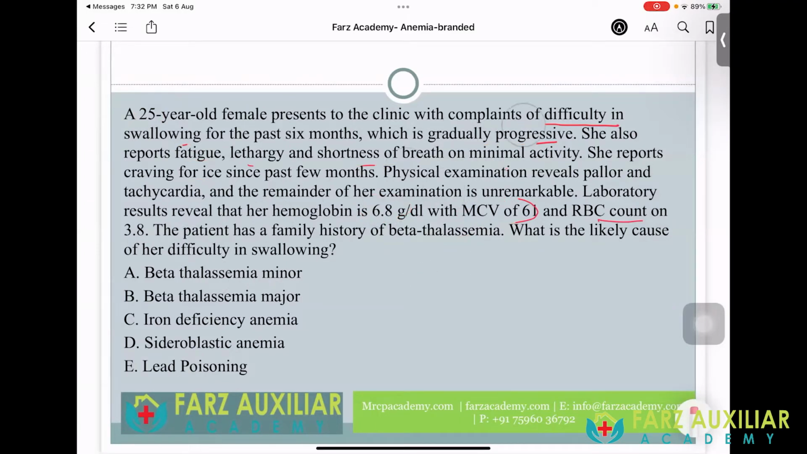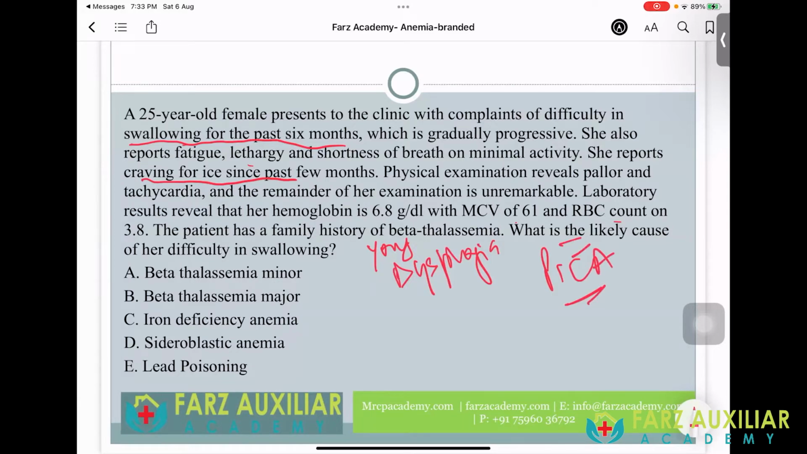who presents to the clinic with difficulty in swallowing for the past 6 months. So this patient has dysphagia. What does she have? Dysphagia. So the opening statement is a young female with dysphagia. She also reports fatigue, lethargy, shortness of breath on minimal activity, looks like anemic. She reports craving for ice. What is craving for ice known as? This is called pica. Pica means abnormal taste, abnormal eating habits.